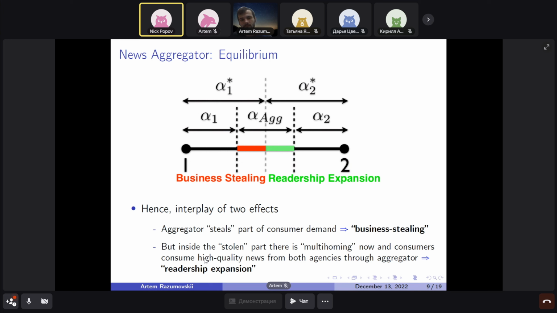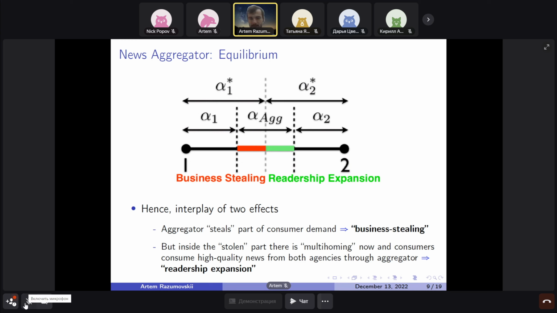So basically, this result doesn't care about the diversification of news, right? What we discussed earlier. No, it's important, because it will affect the exact effect of business stealing and readership expansion. Okay. Because now we assume that this is already chosen, right? So then we can think about the business stealing effect and readership expansion, because I1 and I2 are already chosen, the aggregator is present, and that has happened. And we assume they are kind of general. We don't talk about which case exactly.